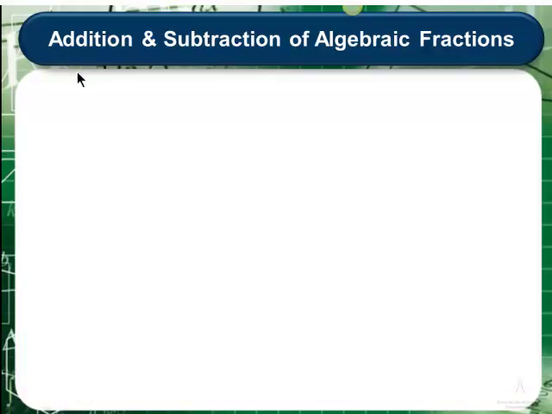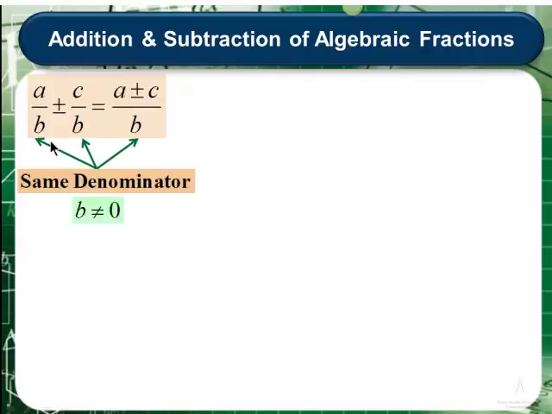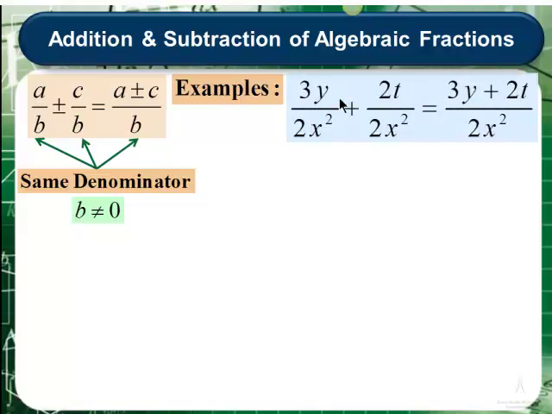Let us have a look at the different scenarios when we add or subtract algebraic fractions. In this case, we have the sum of two algebraic fractions with the same denominator b. Of course, b cannot be equal to 0. In such a case, the denominator of the resultant consolidated algebraic fraction stays exactly the same, and we only need to add or subtract the numerators as indicated on the screen. So this is the simplest case where we add or subtract two algebraic fractions together. Let's have a look at an example of this type of sum or difference of algebraic fractions. Here we are.